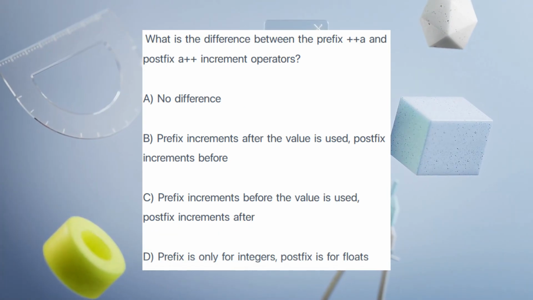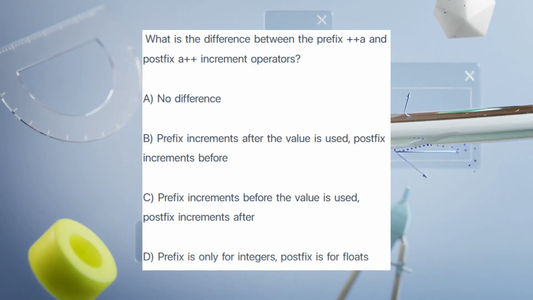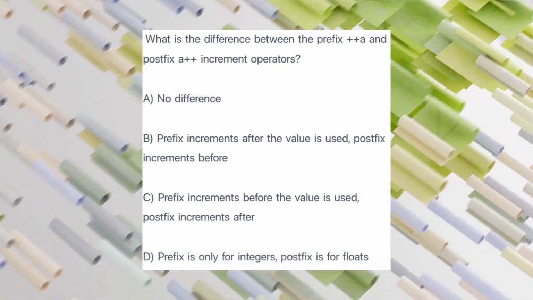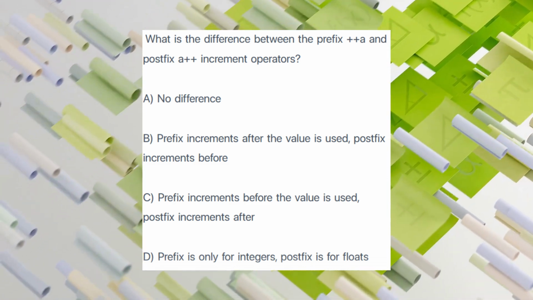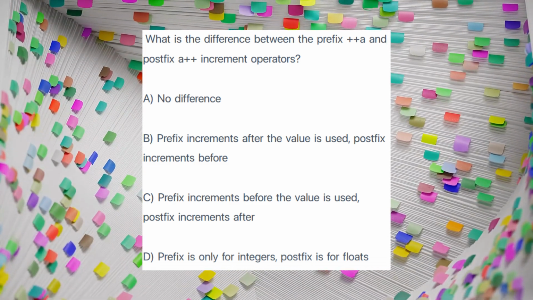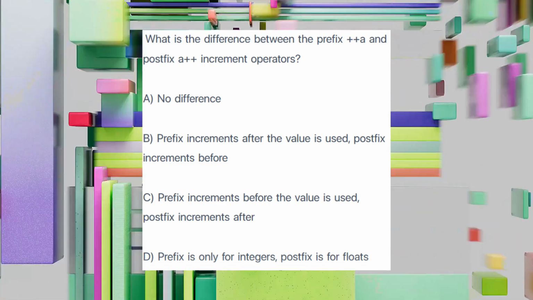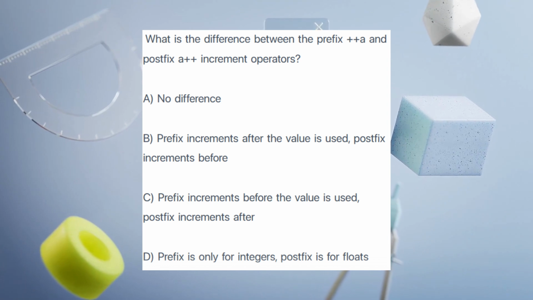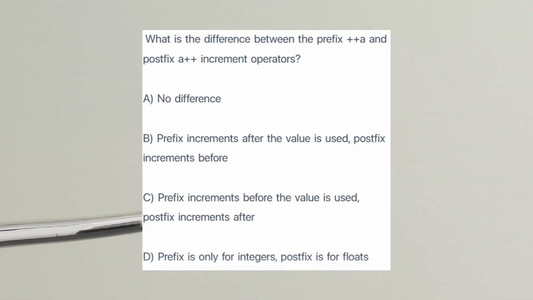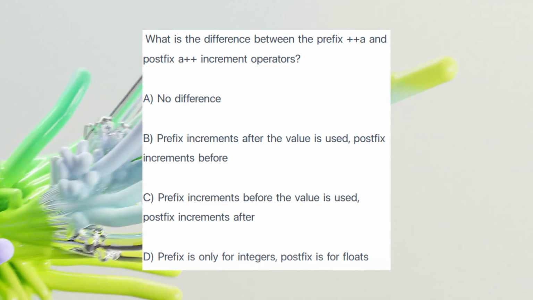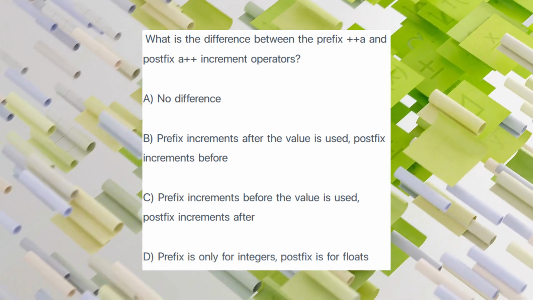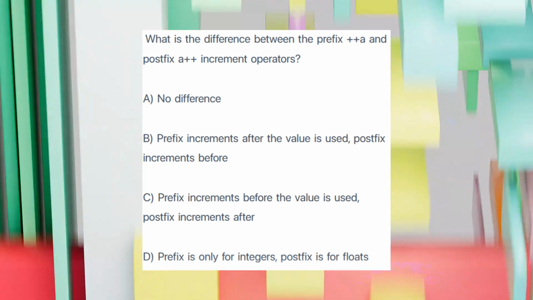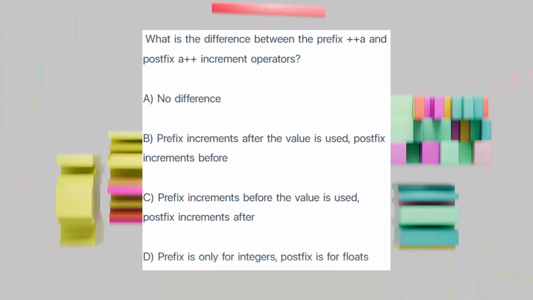What is the difference between the prefix ++a and postfix a++ increment operators? A, no difference. B, prefix increments after the value is used, postfix increments before. C, prefix increments before the value is used, postfix increments after. D, prefix is only for integers, postfix is for floats. The correct answer is C. Prefix returns the value after incrementing, postfix returns the value before incrementing.